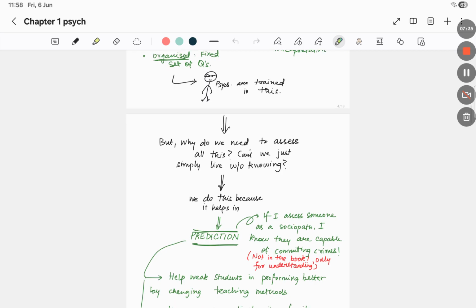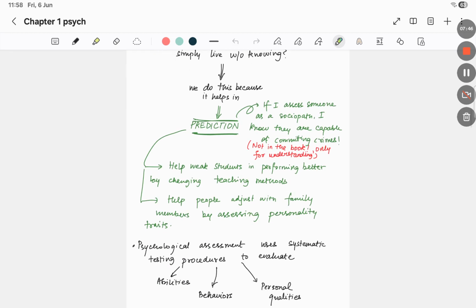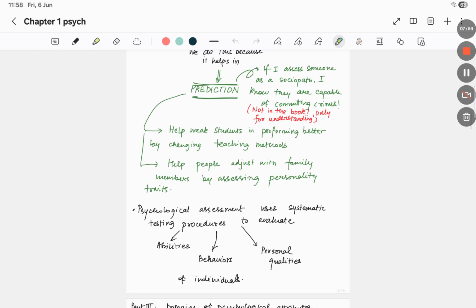But why exactly are we doing all of this? Why can't we just simply live without knowing what our psychological attributes are, how much of each we actually have? We do this to help us in prediction. Humans don't like unpredictability. We like familiarity. We like being able to predict things. So let's take this example: if I assess that somebody is a sociopath, I know that they are capable of committing crimes, right?